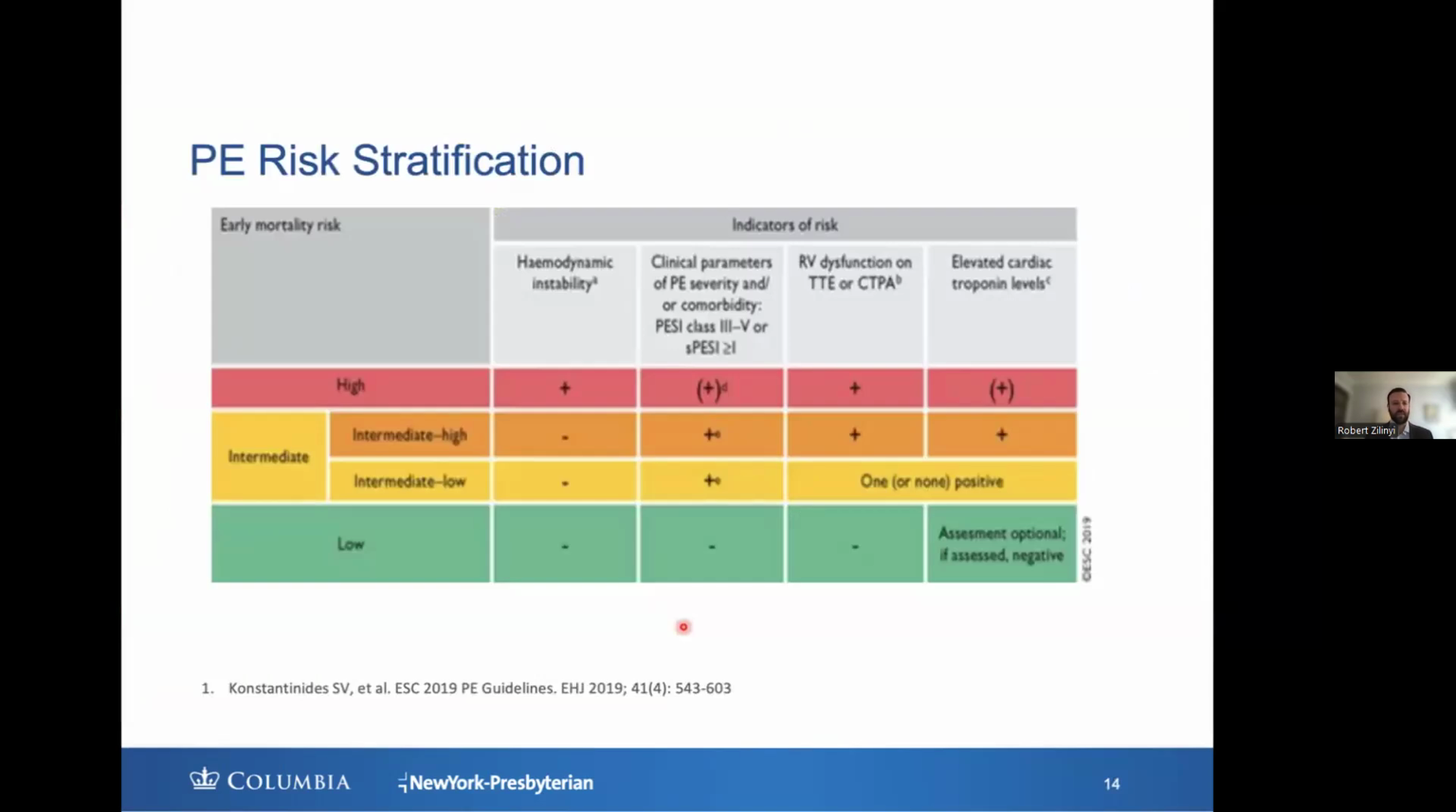So how do we then risk stratify this patient? We've diagnosed a pulmonary embolism, and we want to know what the best treatment modality is. So in previous iterations of societal guidelines, in the US guidelines, PE risk stratification was according to massive, submassive, and low risk. However, this was not quite as granular in terms of what we wanted to understand.